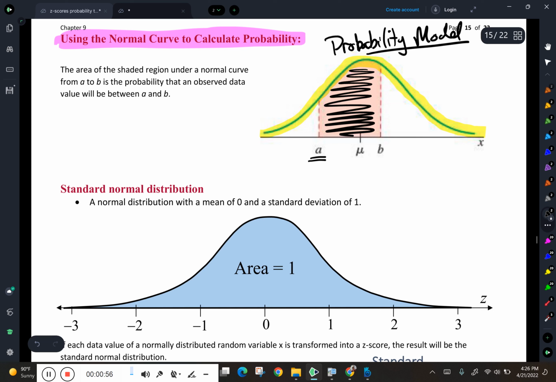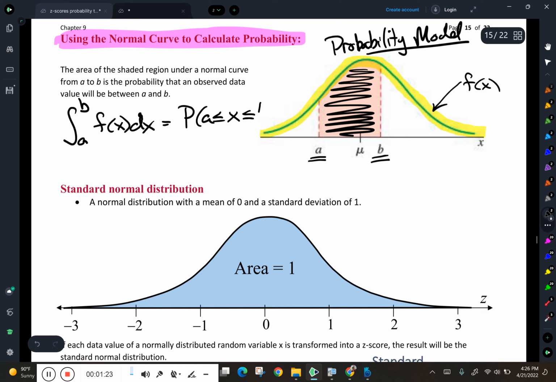I need to know a lower limit, I need to know an upper limit, and I need some sort of function for that guy. And so I would say that the area for that piece of the pie is the integral from a to b of some function f of x dx. And that's going to be the probability that a is less than or equal to our random variable x is less than or equal to b. I just need to do this.